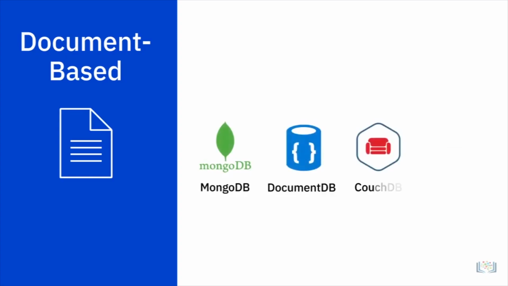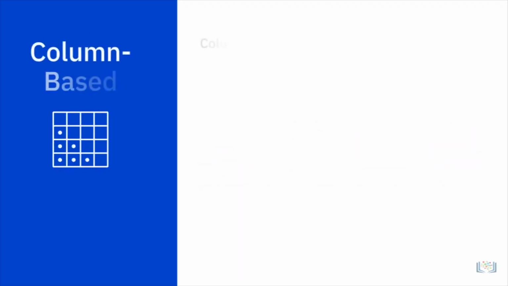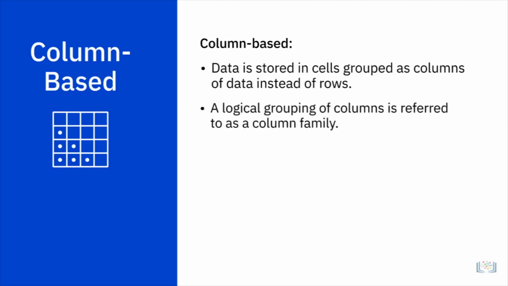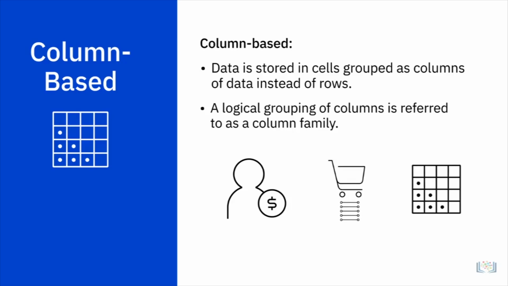MongoDB, DocumentDB, CouchDB, and Cloudant are some of the popular document-based databases. Column-based. Column-based models store data in cells grouped as columns of data instead of rows. A logical grouping of columns, that is, columns that are usually accessed together, is called a column family. For example, a customer's name and profile information will most likely be accessed together, but not their purchase history. So, customer name and profile information data can be grouped into a column family.